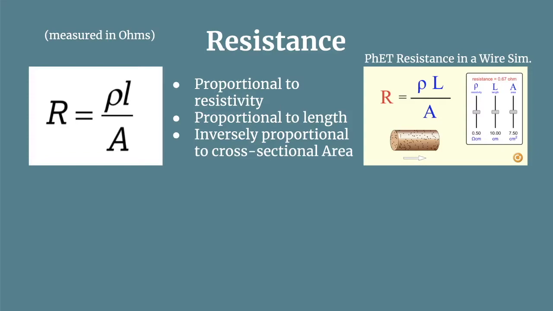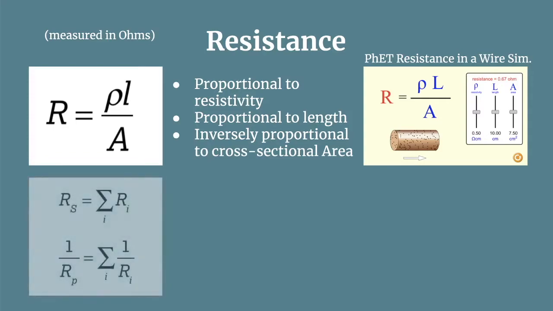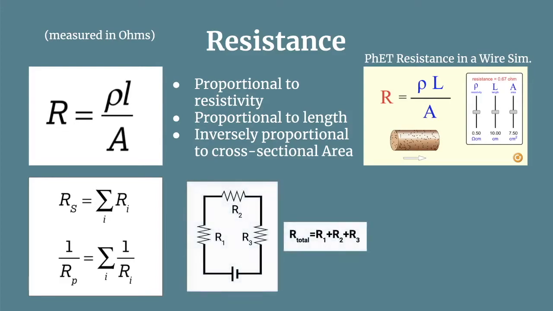However, you can think instead of cross-sectional area like a hose. If you have a very narrow hose, it's going to be harder for a large volume of water to pass through. If your hose is wider and has a larger cross-sectional area, it is much easier for water to pass through. This is how cross-sectional area is inversely proportional to resistance. There's a helpful PhET simulation called Resistance in a Wire if you want to explore the relationships in this equation yourself. In series, resistance sums.